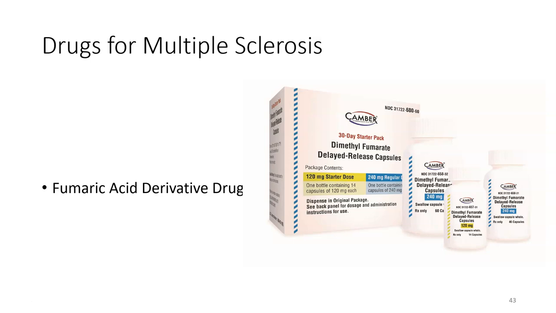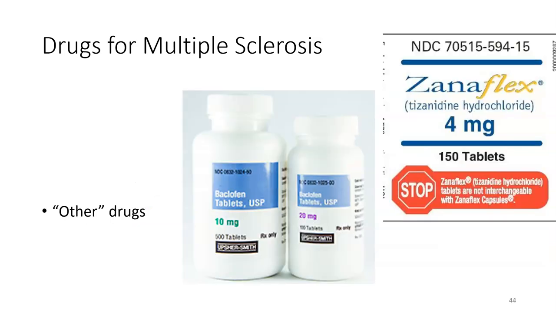The fumaric acid derivative drugs, these have fumarate in them, dimethyl fumarate. These work by having an anti-inflammatory effect. Other drugs that we use to treat multiple sclerosis, muscle spasms are very common, so we use muscle relaxants. So baclofen, Lioresal, gabapentin, we talked about those muscle relaxants in chapter 5, and then tizanidine, Zanaflex. These are very commonly used in treating spasticity associated with MS.